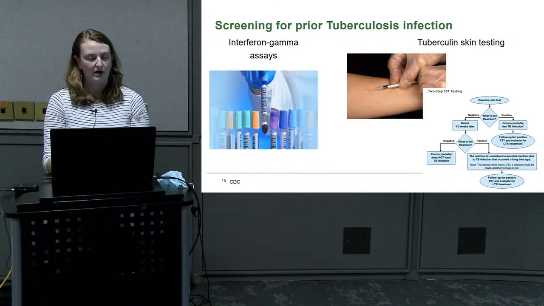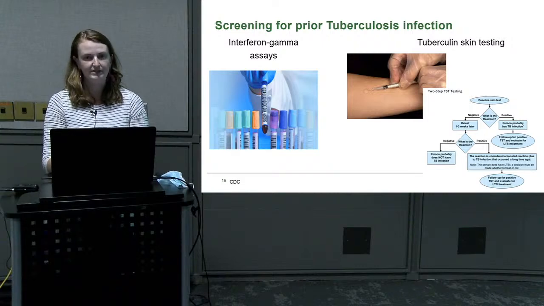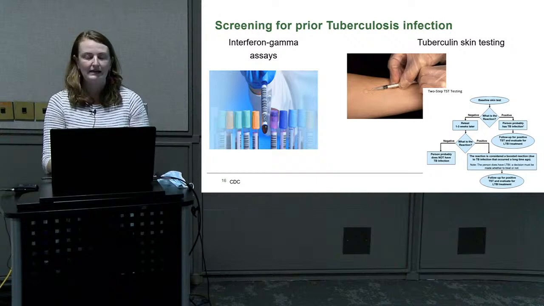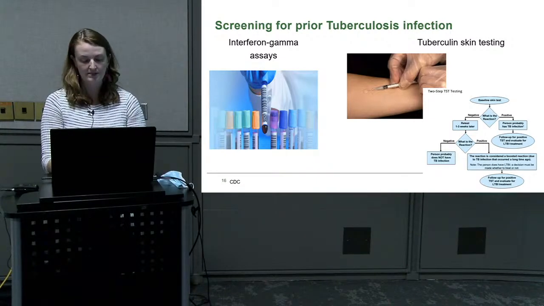This is a great blood test. It is easy to obtain. It is challenging sometimes in its interpretation because there is a positive, negative, and also the dreaded intermediate category, which does cause some difficulty with interpretation. The second way is that tuberculin skin testing that I think we're all familiar with from our past. And for pre-employment testing or placement, we use a two-step testing algorithm you can see at the bottom of the slide. Any test that's greater than 10 millimeters in a healthcare person is considered positive.